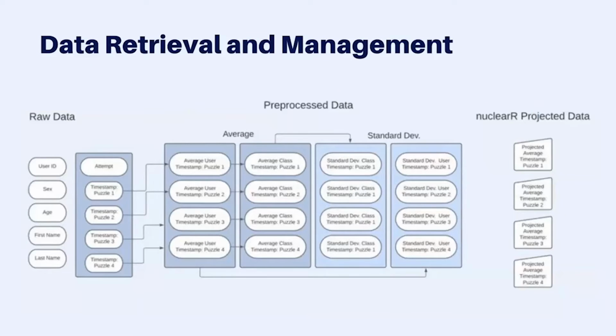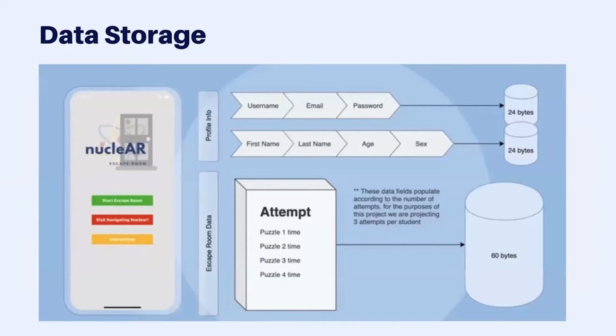So we have the raw data on the left, and we have the user's number of attempts at the top here, and then the timestamps for each puzzle. And then we have the average timestamp across all attempts, the average for the class, the standard deviation for the class, as well as the user. And we also have global averages among everyone who does the puzzle to compare.